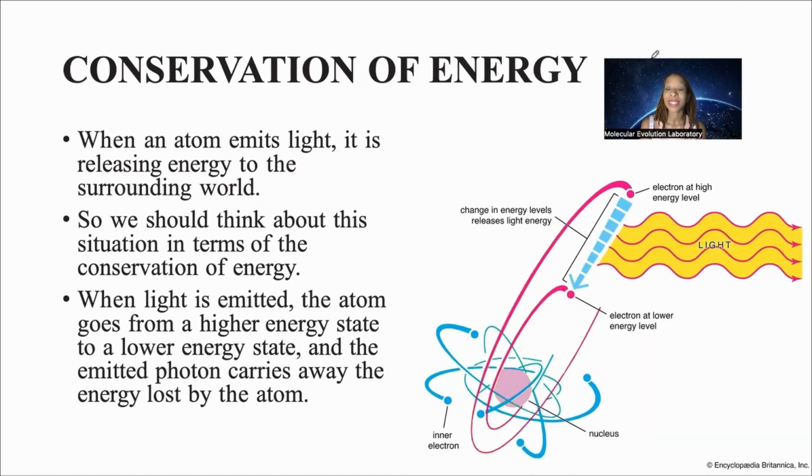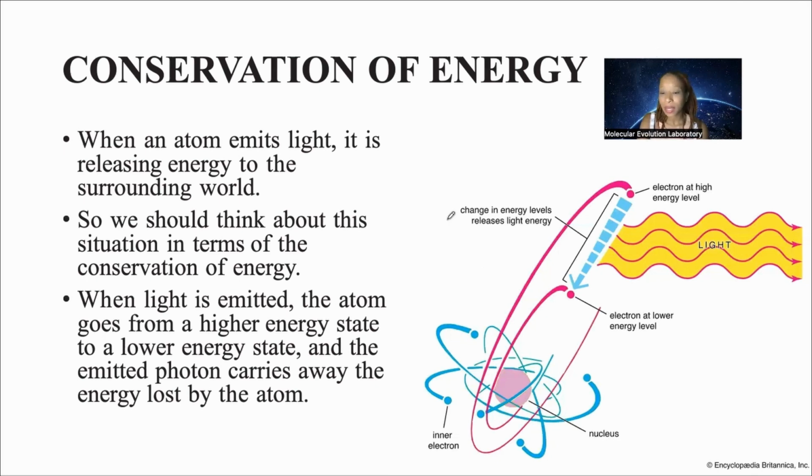So when an atom emits light, it releases energy to the surrounding world. And this is conservation of energy, because the energy is transformed into a different state somewhere in the world. When the light is emitted, the atom goes from a high energy state to a lower energy state. The emitted photons carry away the energy lost by the atom. Matter can neither be created nor destroyed. It's just a transformation into a different state.